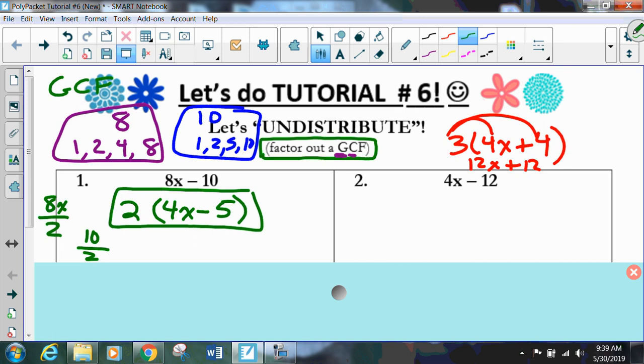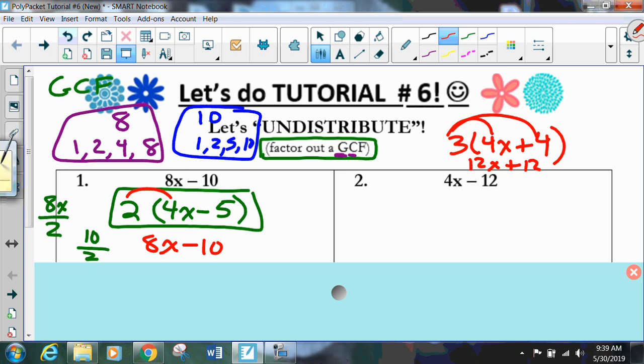Now, we can double check our work, right? We can go ahead and distribute and make sure we get back to our original answer. So 2 times 4x is 8x. 2 times negative 5 is negative 10. Voila. We got right back to our original problem, and so we know that we did it right.